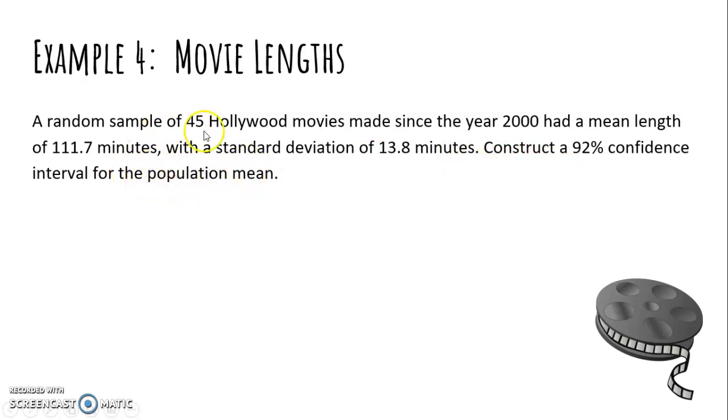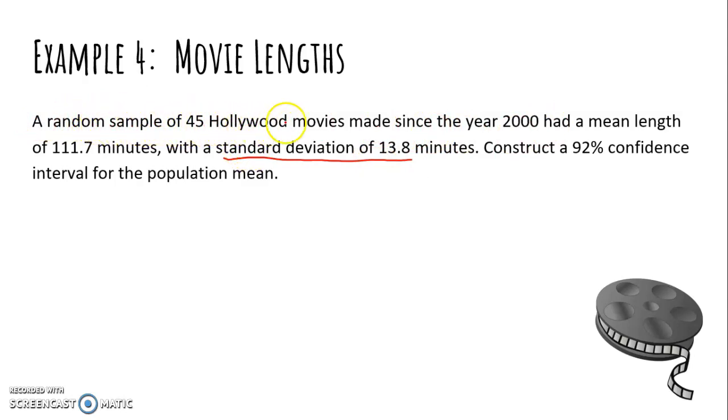So anytime that you're doing a confidence interval for a population mean, check your standard deviation and figure out which kind of standard deviation they gave us. So here our standard deviation is 13.8 minutes. It doesn't say which type it is. It just says with a standard deviation. So we need to look at the context clues here. Read the sentence that it's in.